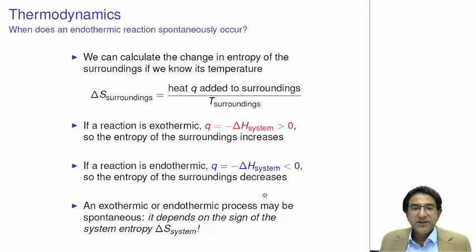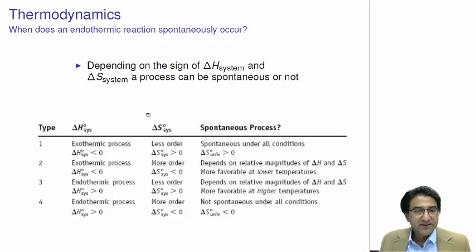So what that means is an exothermic or endothermic process may be spontaneous, but it depends on the entropy change of the system, as well as the entropy change of the surroundings, which itself depends on the delta H of the system. Got that? Let's have a look to make it clear. Here's the table. There are only four possibilities, and we consider the different signs.